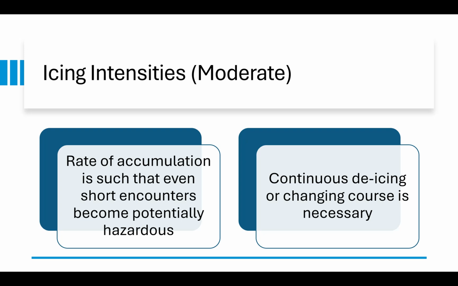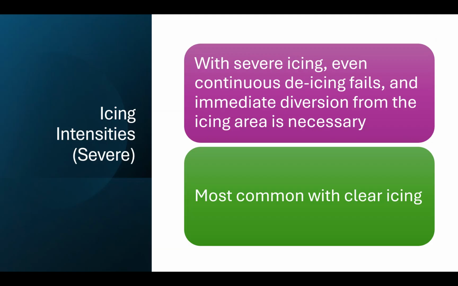So pilots are flying through the clouds. They're going to notice some of this stuff, be using their de-icing, and they may need to change their course slightly to get out of these clouds if there's moderate icing present. And then with severe icing, even continuous de-icing fails. This is the worst case scenario you want to be in if you're a pilot flying through clouds. Immediate diversion from the icing area is necessary. It's most common with clear icing.